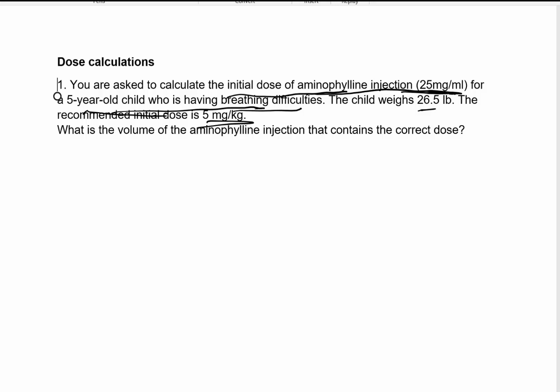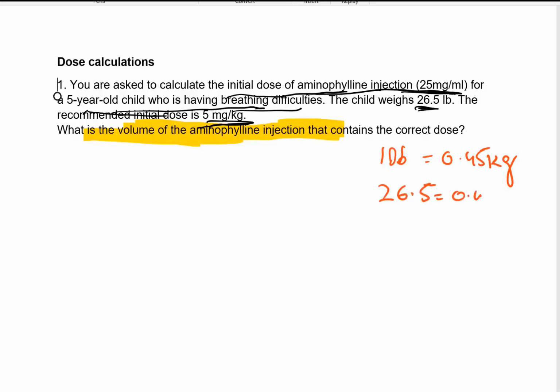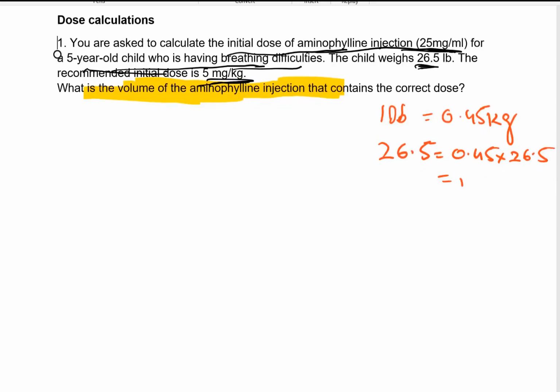So coming back to this, the recommended dose is 5 milligram per kg, but you can see the weight given is 26.5 pounds. And what we are asked is what is the volume of aminophylline injection? So the first thing we'll do is convert weight from pounds to kg. We know that 1 pound is equal to 0.45 kg. So 26.5 pounds will be how much? Yes, something like 11.9, approximately 12 kg.